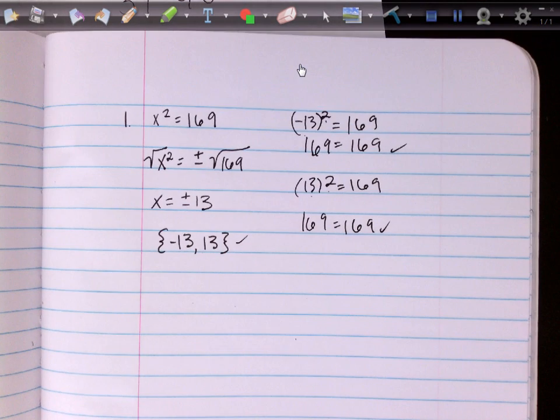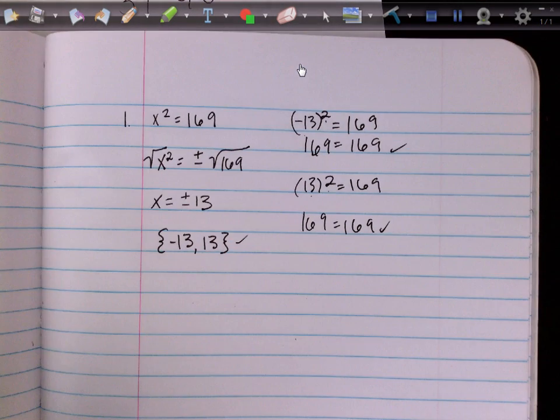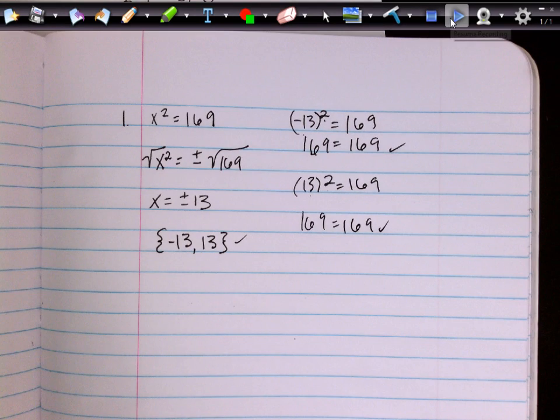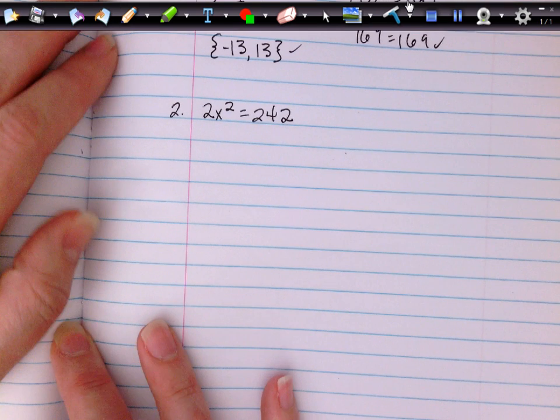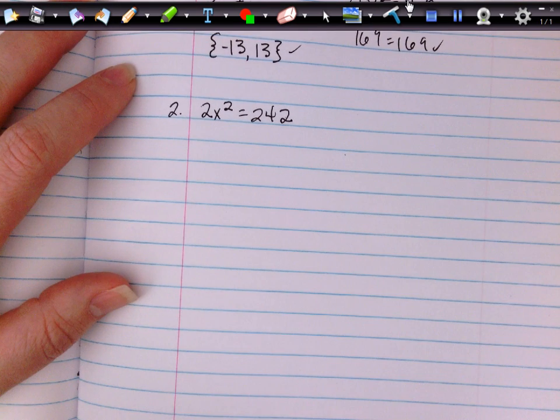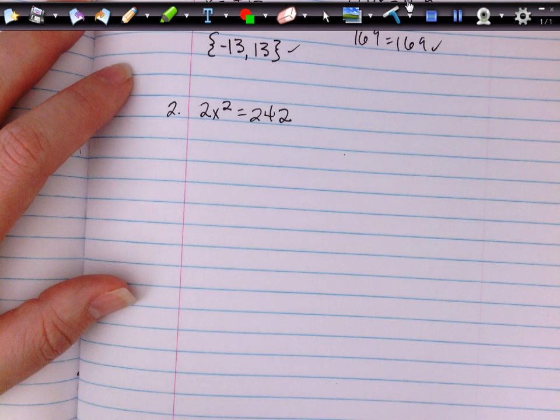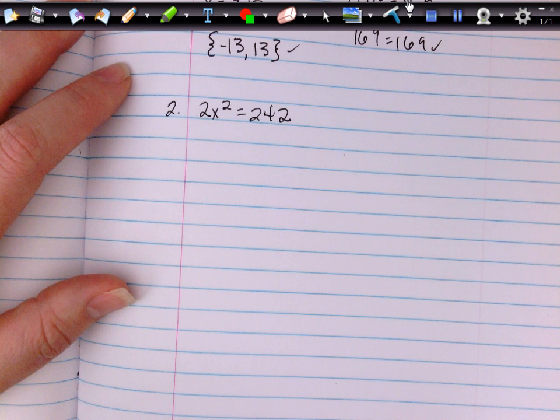Make sure that you have that down before you move on to number 2. All right, there's something very slightly different here about number 2. Go ahead and get this down. You have 2x squared equals 242. The first thing we have to realize here is that our x squared is not by itself, so we can't just take the square root of everything on this side of the equal sign.